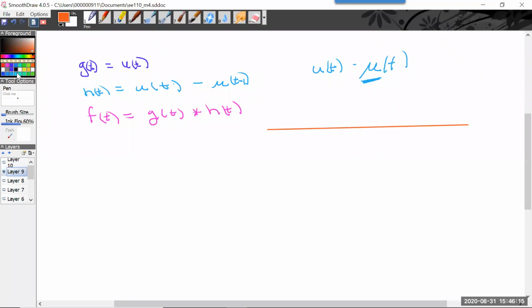So I'm going to plot this one first. So I have a step, and this is 1 forever. But then at 1, I'm subtracting 1. And so I come back down, and then it's 0 forever.